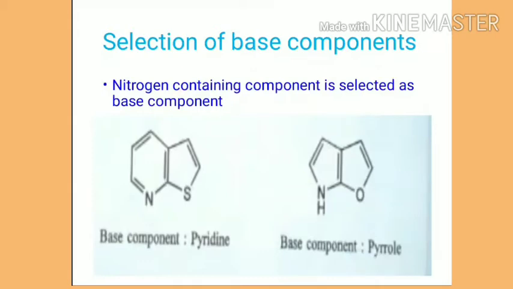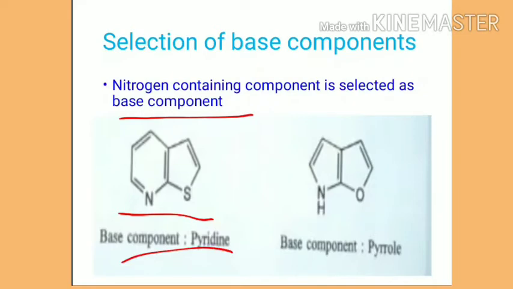So what are the rules for selection of base components? First, a nitrogen containing component is selected as the base component. So in this example there are two rings, one ring contains a nitrogen atom and the other ring contains a sulfur atom. So the nitrogen containing ring will be given priority. So the base component is pyridine.